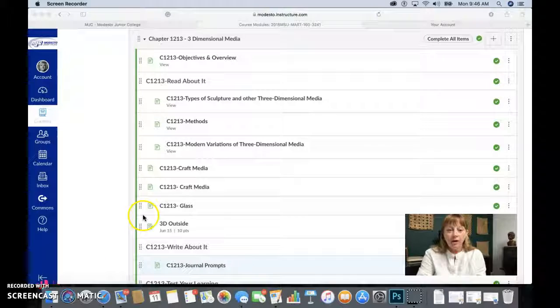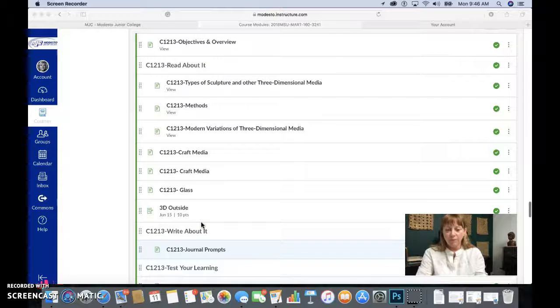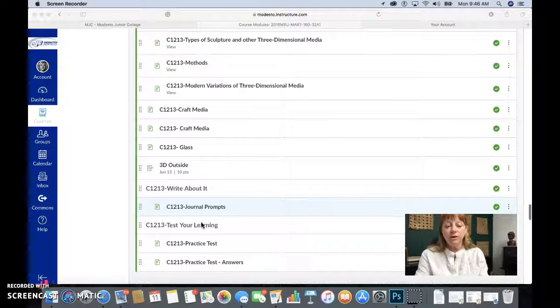So, okay, this week is chapters 12 and 13, which is all about 3D. So let's take a look at that. All right, so chapters 12 and 13, three-dimensional media, objectives and overviews, read about it, types of sculpture and other three-dimensional media, methods, modern variations, craft media, a couple things there, glass, and then there's this 3D outside assignment and your journal prompts.